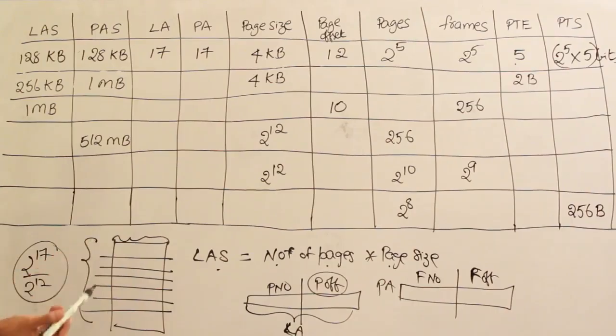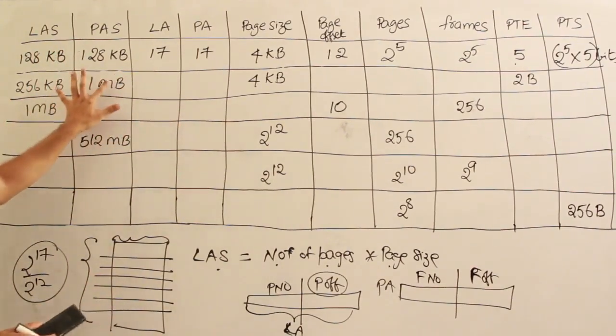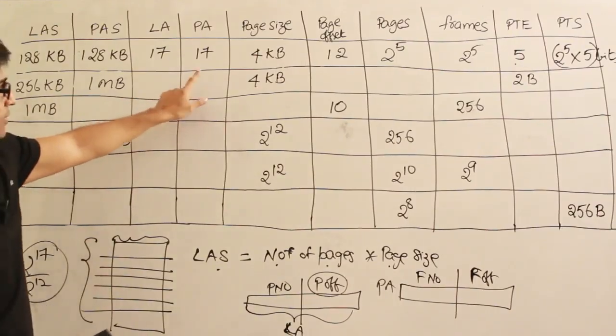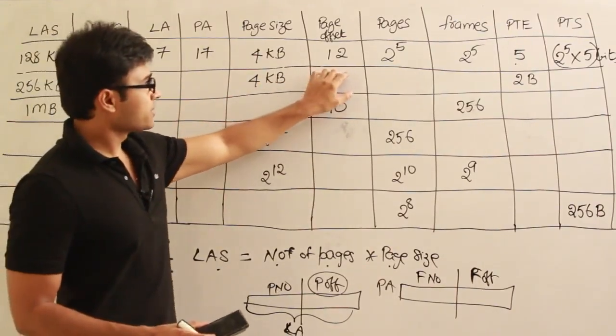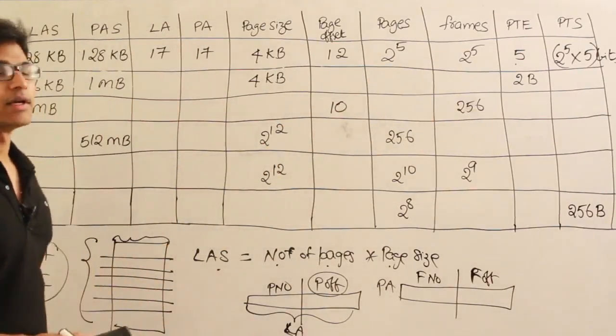Fine, that is all about it, right? And let's look at the next question. In the next question, they have given you the logical address space and the physical address space, and you are supposed to find out the logical address and physical address. Then you are supposed to find out page offset, number of pages, number of frames, and everything. Same as the earlier one.